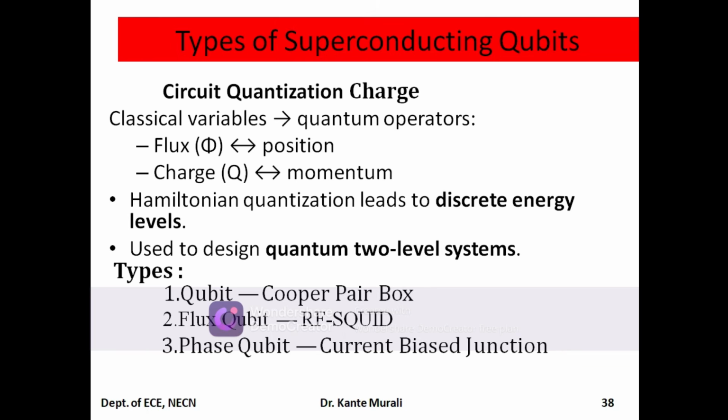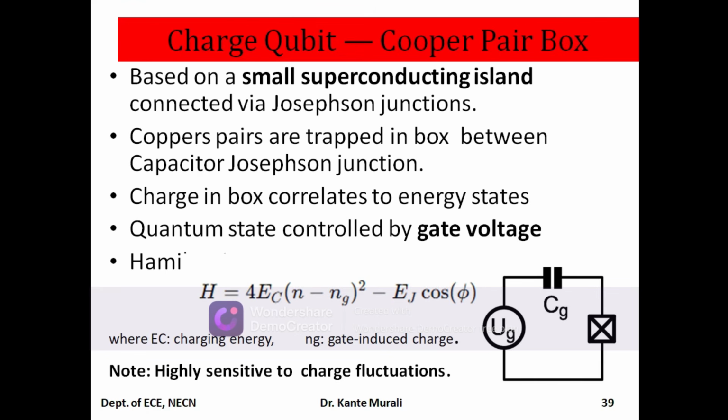Based on charge and flux, superconducting qubits are classified into three categories: the charge qubit, flux qubit, and phase qubit. Now let us see what a charge qubit is. These things we discussed in detail in chapter 2. This is one of the earliest designs. It is a small conducting island connected to a reservoir through Josephson junctions. Pairs of electrons that move together can tunnel on and off the island. By applying gate voltage, we can control the qubit's quantum state.